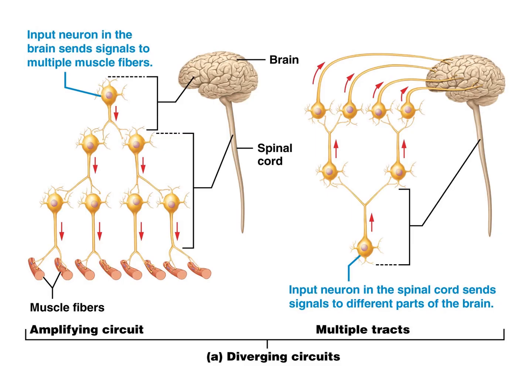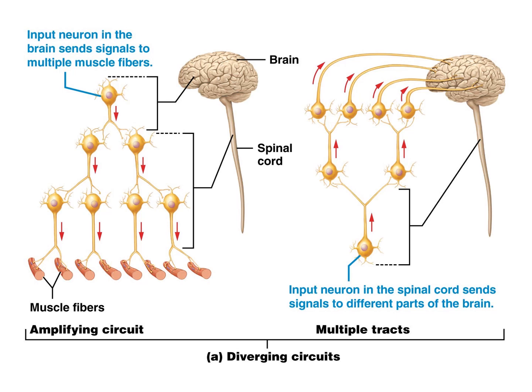So let's take a look. Here, neurons in the brain signal to multiple muscle fibers, for example. Here they're diverging. Divergence because they're increasing in the number of contacts with the postsynaptic cells. Here they're muscle fibers.